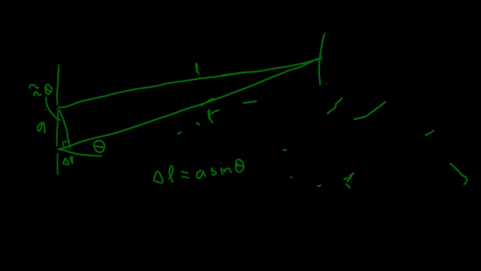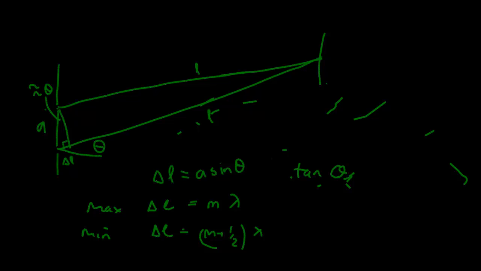For constructive interference, a maxima, your delta L is going to be an integer number of wavelengths, and for a minima, your delta L is going to be m plus a half. So it's got to be half a wavelength out. But you still have that same tan expression as well: the tan of the angle is y over big L. So that expression still holds, but you have a slightly different expression here.